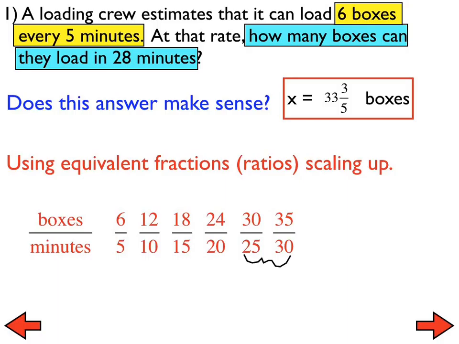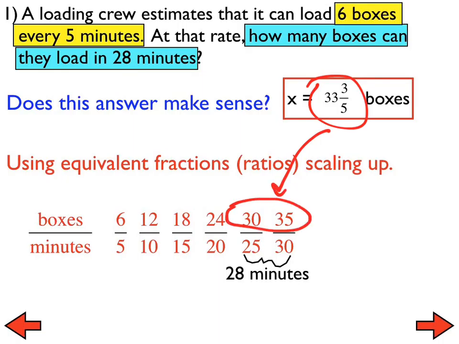And this is right where we want to be looking at. Between 25 and 30 is the 28 minutes, right? We want to find the rate for 28 minutes, which is between the 25 and the 30. Now, the question is, does our answer fit in between these numbers? Is it between 30 and 35? Yes, so that means our answer makes sense.